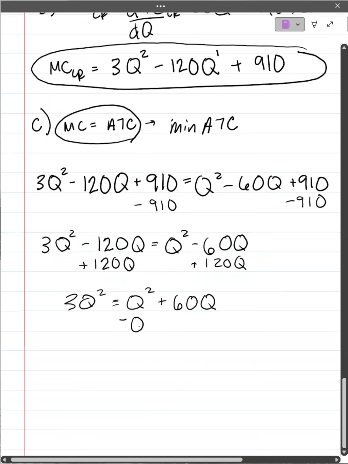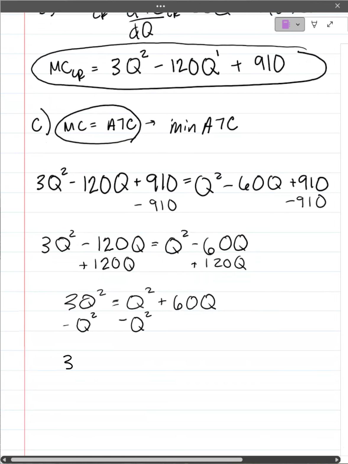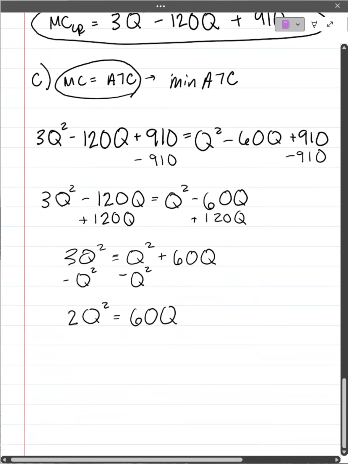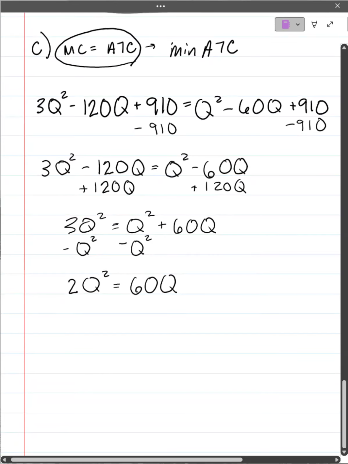Next, I'm going to subtract quantity squared from both sides. We're essentially just combining like terms with this process. So that means on the left-hand side, we'll be left with 2 times quantity squared equal to 60 times quantity. Next, we'll divide both sides by 2.